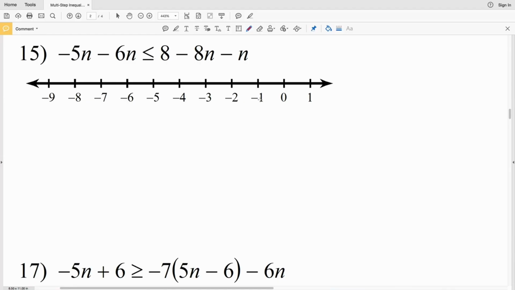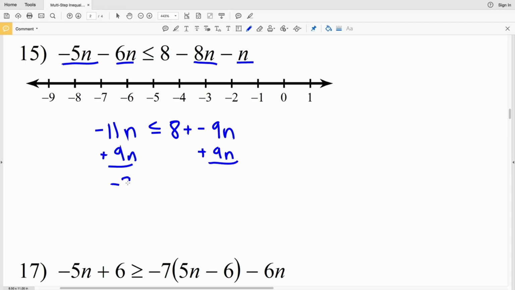For number 15, negative 5n minus 6n is less than or equal to 8 minus 8n minus n. We're going to combine like terms on the left, and we're going to combine like terms on the right. Negative 5n minus 6n is negative 11n, and that's going to be less than or equal to 8 minus, or we can do plus a negative 8n minus n, or plus a negative n, is going to be negative 9n. Add 9n to both sides to get that negative 2n is less than or equal to a positive 8.